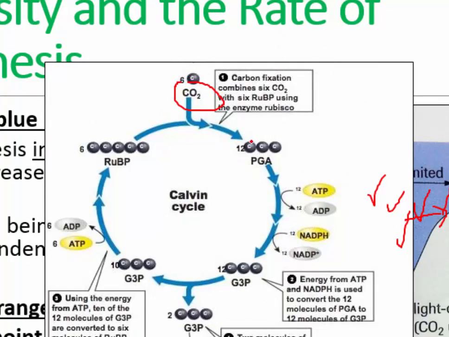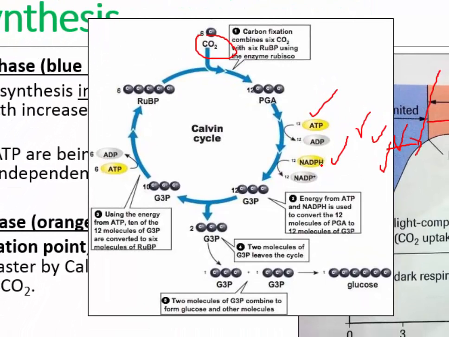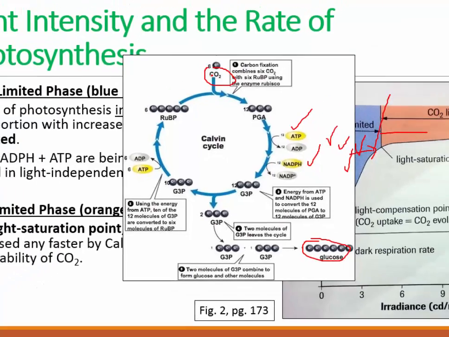Well, in order to use this stuff, you need ATP and NADPH, right? So just because you have tons of this stuff doesn't mean that you're going to make a lot of your carbohydrate down here, your photosynthesis product, because you need carbon dioxide.